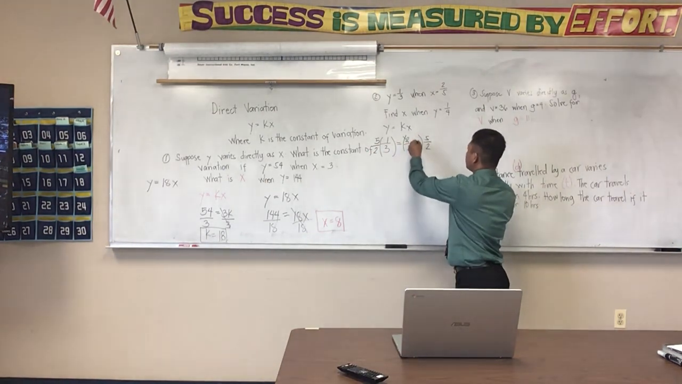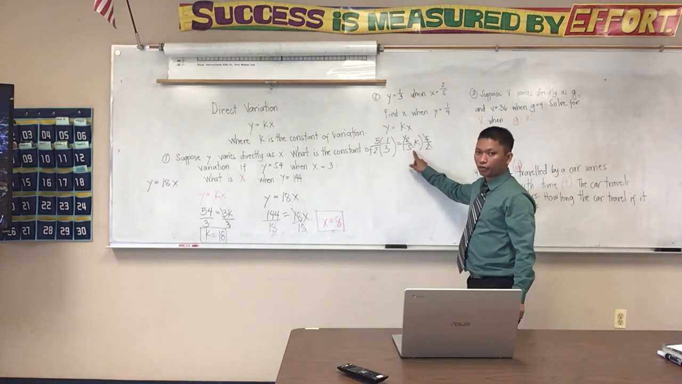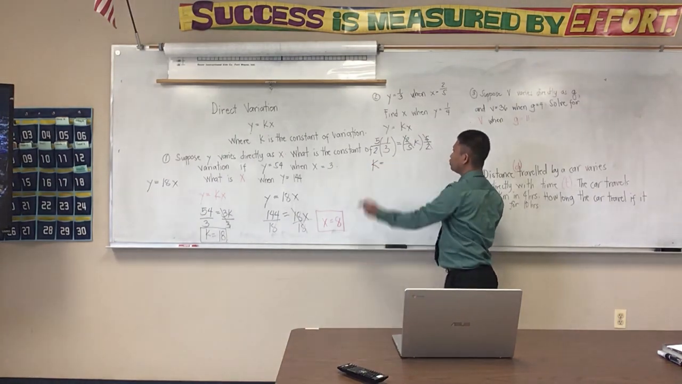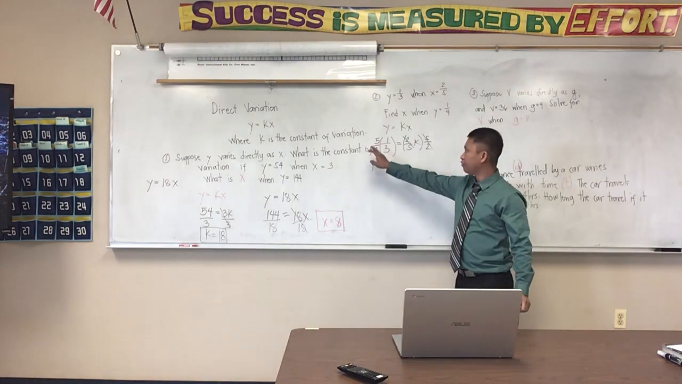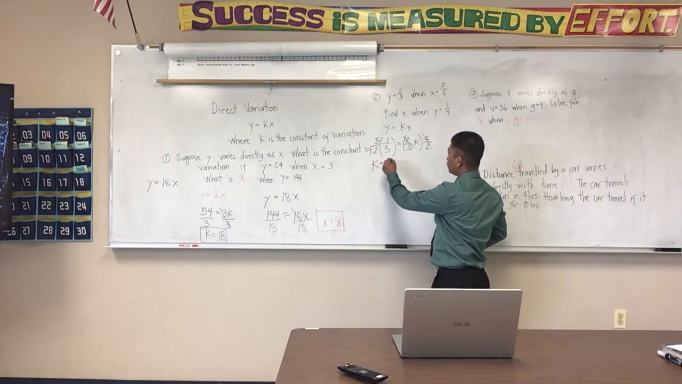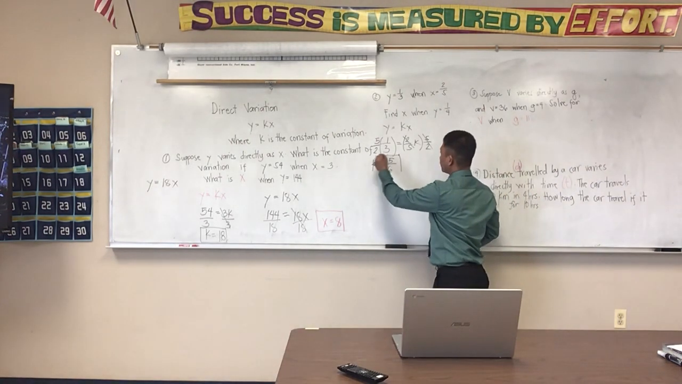Therefore, we can now solve for k, or our constant. K equals, we just multiply 5/2 by 1/3, so this would be 5/6. So this will be our constant now.